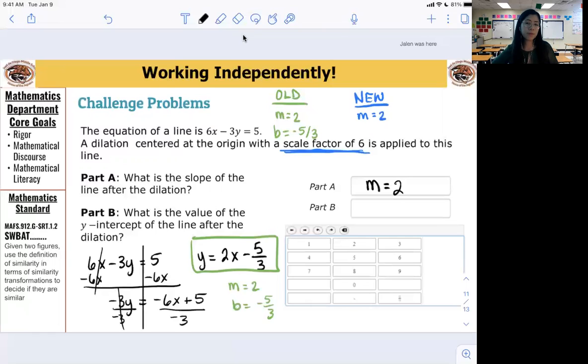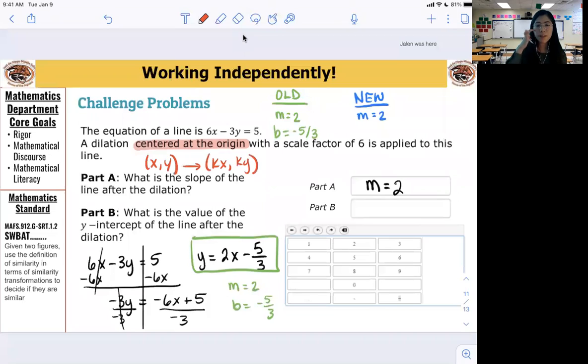Multiply by 12? By 6. Good. That number we can multiply by 6 because that is the scale factor. What is the center of dilation? The center of dilation is the origin, so we can apply the rule (x, y) goes to (kx, ky).